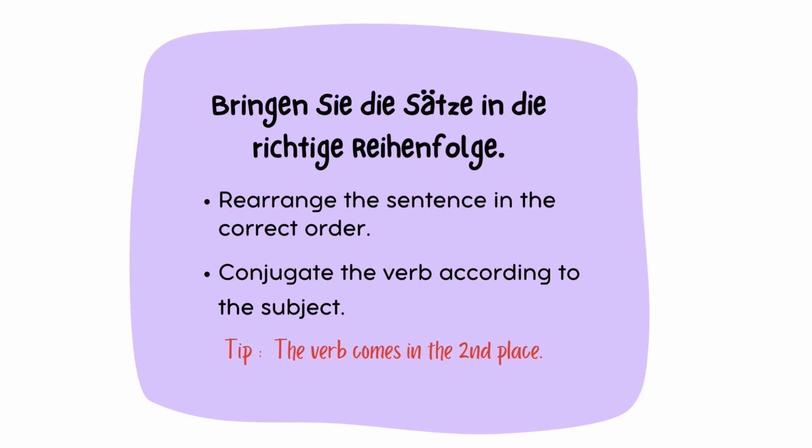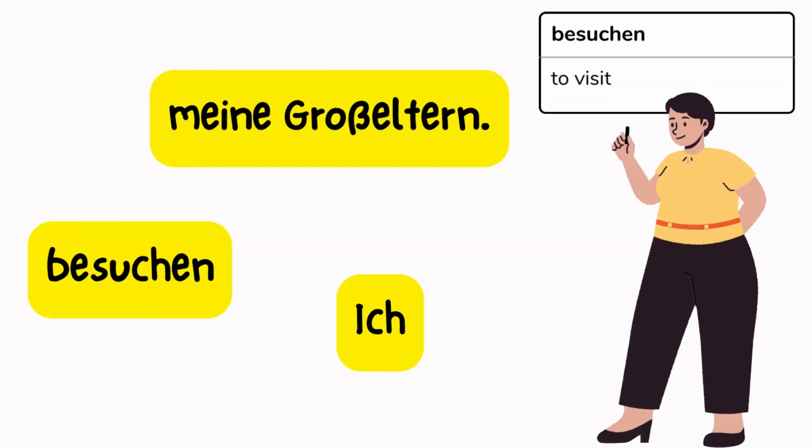Let's do a little activity now, shall we? Bringen Sie die Sätze in die richtige Reihenfolge. This means to bring the sentences in the correct order. All you have to do is to rearrange the sentences and then conjugate the verb according to the subject. I'll show you the first one.